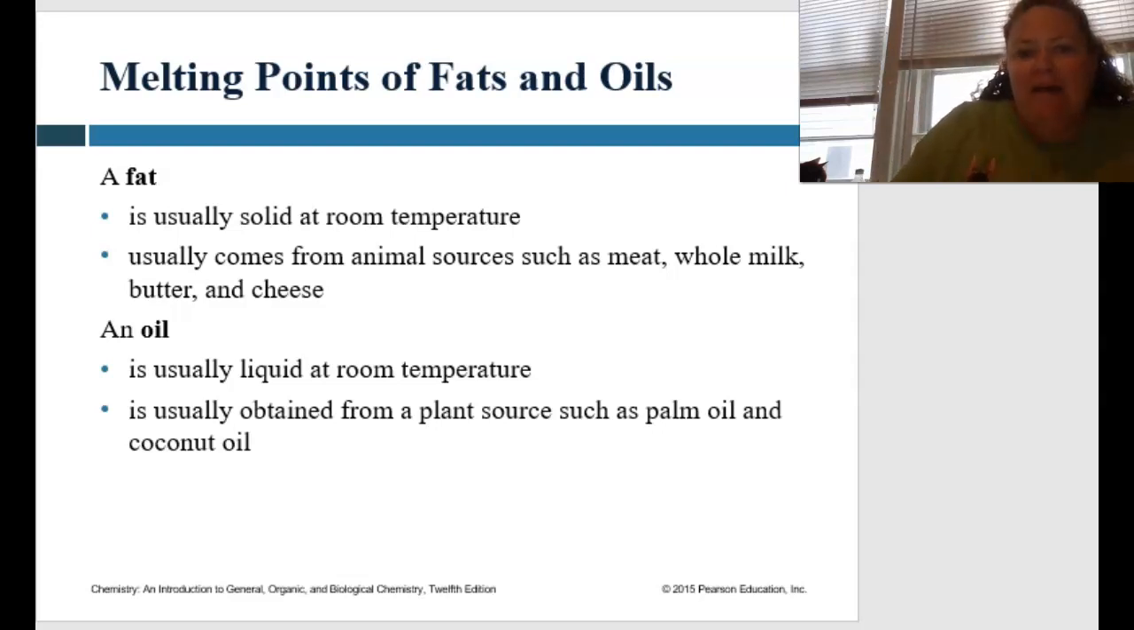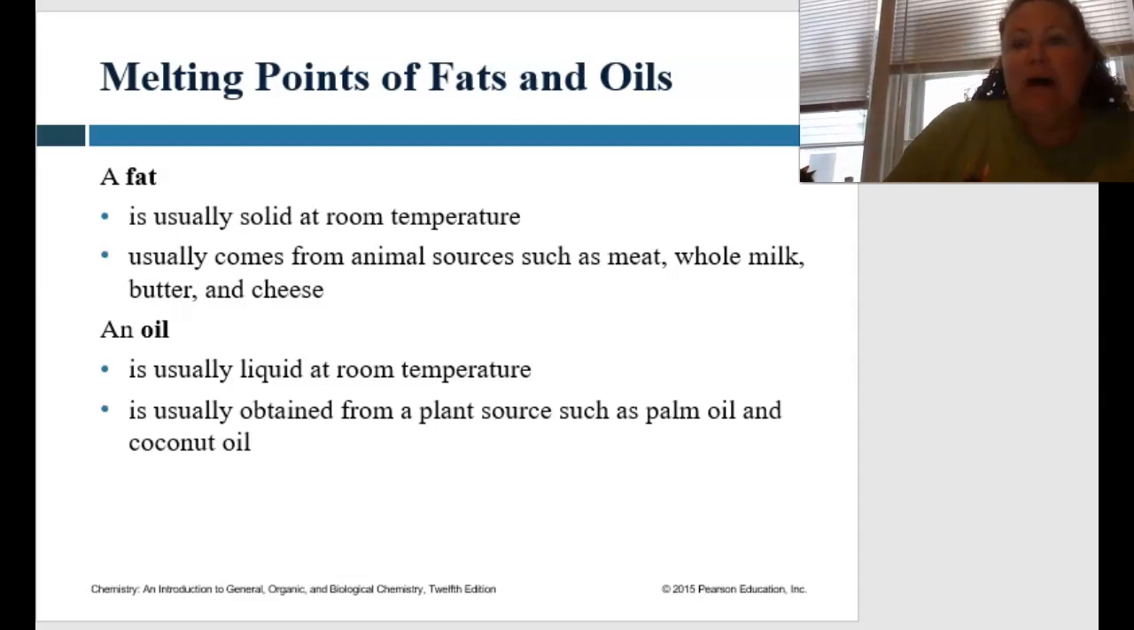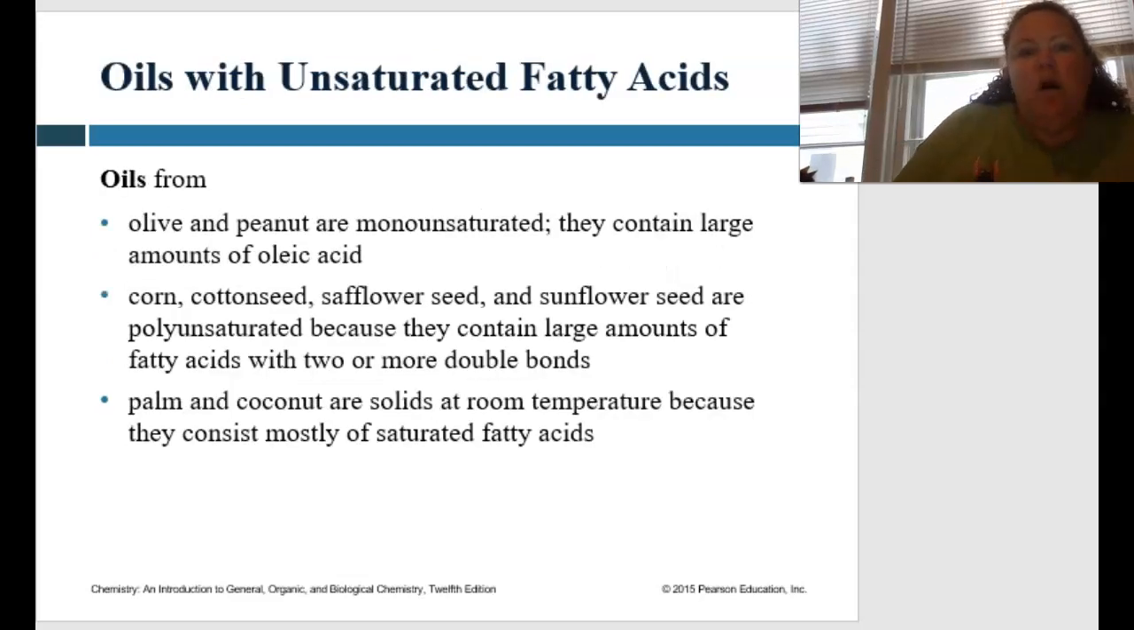A fat is usually solid at room temperature, and it usually comes from animals such as meat, whole milk, butter, and cheese. An oil, think of avocado oil, is usually liquid at room temperature, and it's usually obtained from a plant source, such as palm tree or coconut oil, okay? Like I said, sometimes when it gets cold in my house, the coconut oil can solidify.